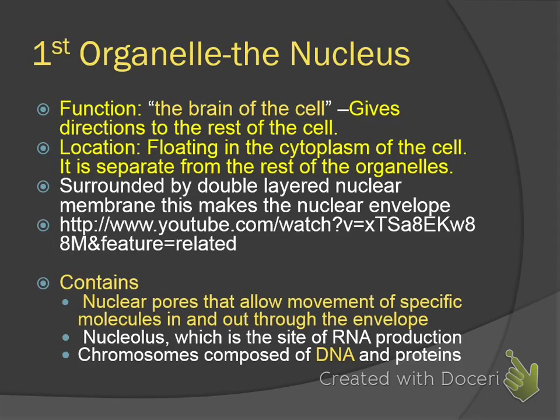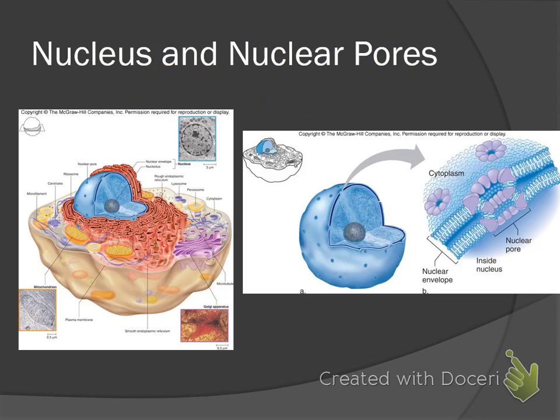The nucleus is the brain of the cell. It's the thing that houses the DNA. It's floating inside the cytoplasm of the cell. It is separate from the rest of the organelles, and it's the most important part. The other thing I want to note is that the nucleus contains nuclear pores that are very selective about what they allow through. You don't want just everything getting into the nucleus because it holds all of your important information, which is your DNA. Right here, you'll see the nucleus floating around in the center.